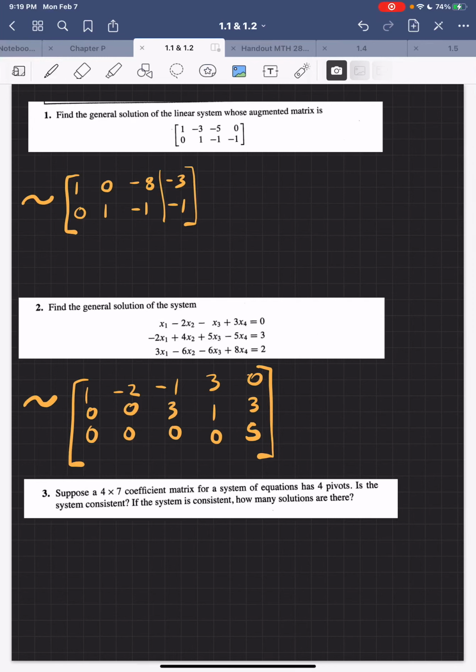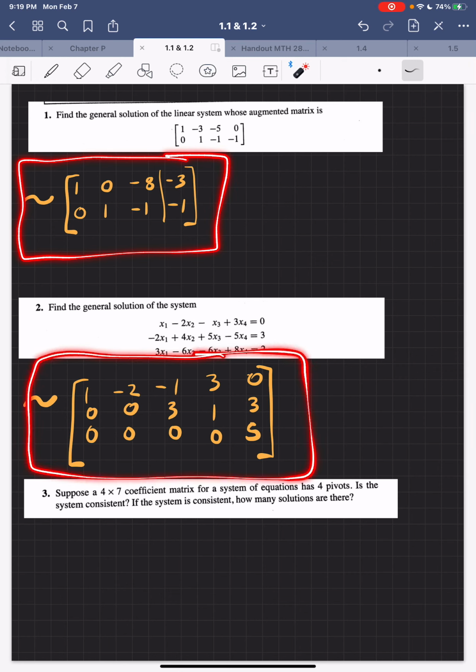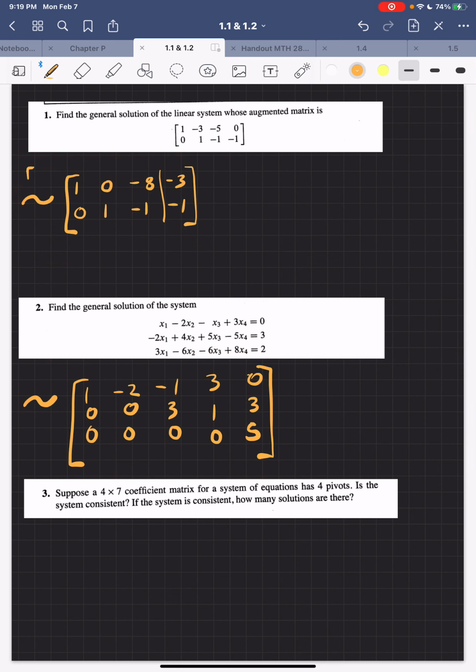Right, so let's just go ahead and wrap up section 1.2, and we'll wrap it up with just a few practice problems so you can get a taste for what it is that you need to be able to do. Now, for each of these first two questions, I've already taken the liberty of using my calculator to RREF these matrices, okay? It'll just save us a little bit of time.